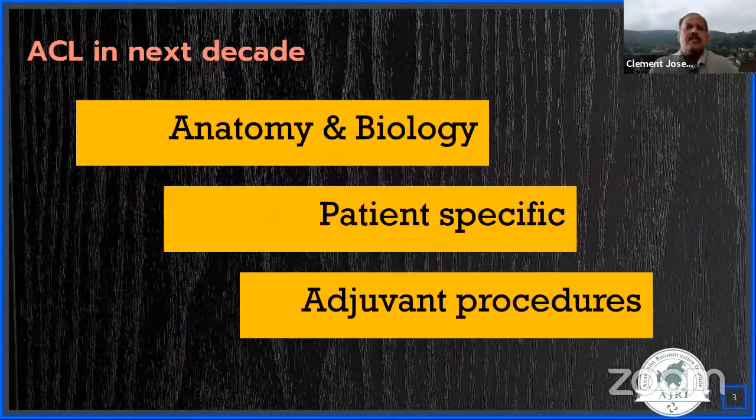But now we are focusing more on restoring the anatomy and the native biology of ACL. We are also looking at patient-specific protocols, like choosing the right graft for the right patient, and also adding adjuvant procedures like an extra-articular procedure or an osteotomy in some cases.